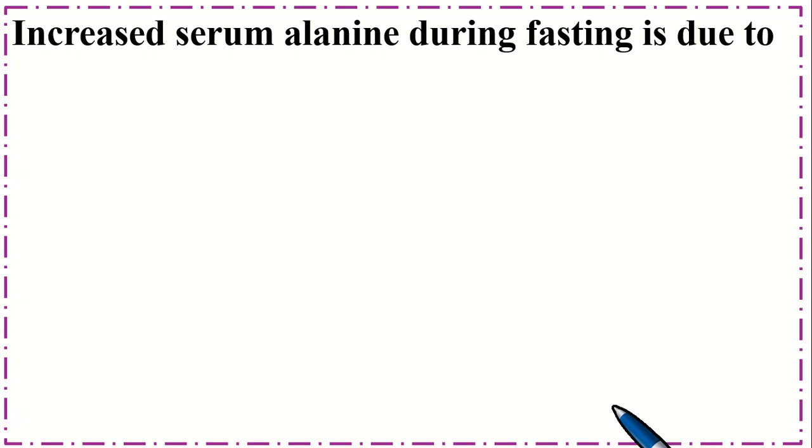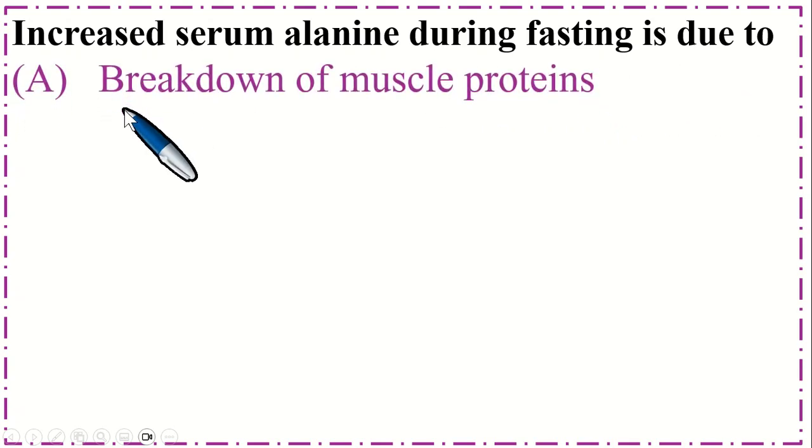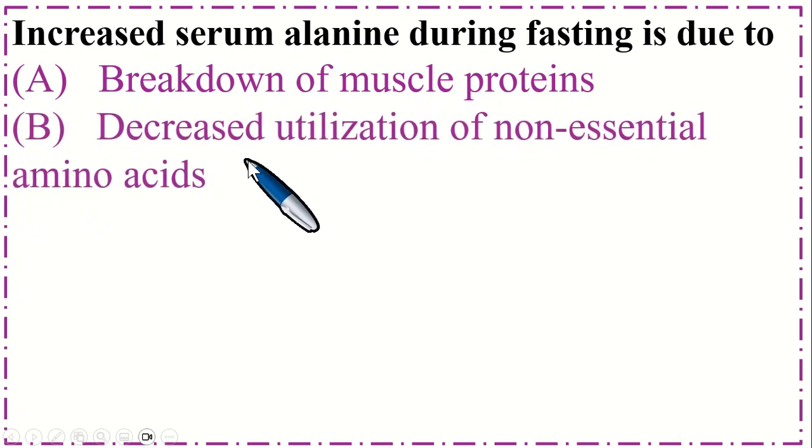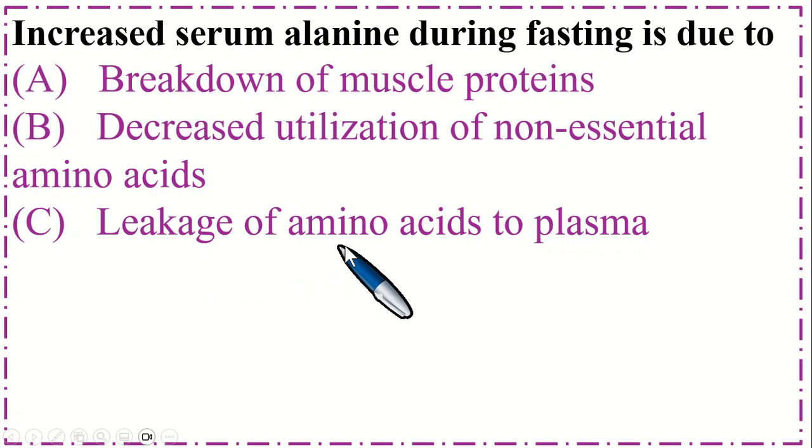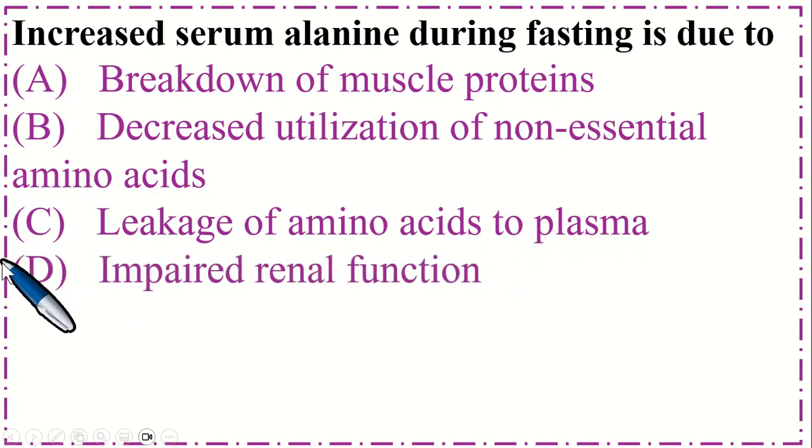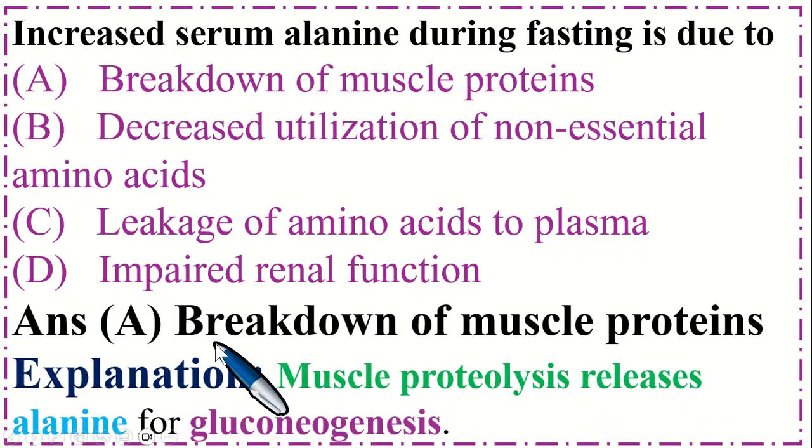Dear students, this is very important MCQs. Increased serum alanine during fasting is due to option A, breakdown of muscle proteins. B, decreased utilization of non-essential amino acids. C, leakage of amino acids to plasma. And option D, impaired renal function. So the correct option is A, breakdown of muscle proteins. Explanation is muscle proteolysis releases alanine for gluconeogenesis.